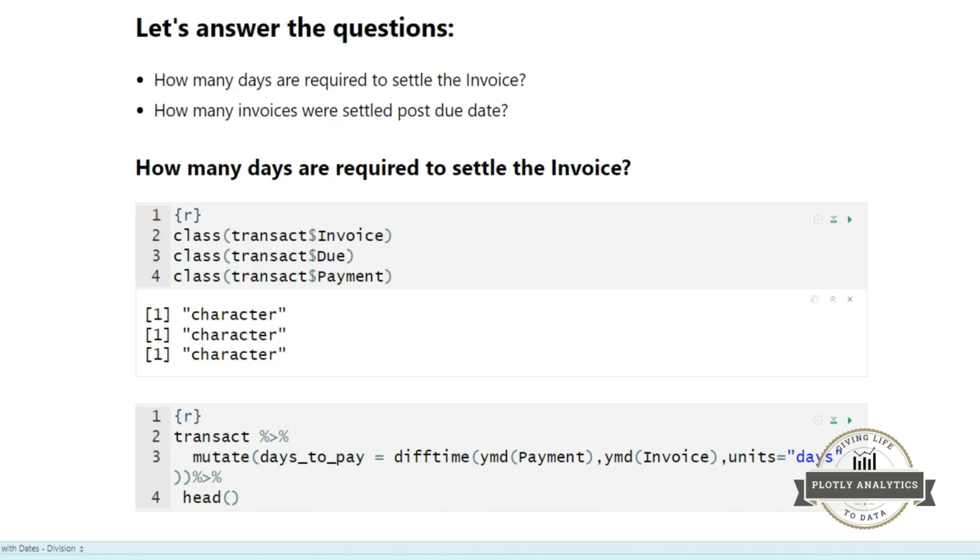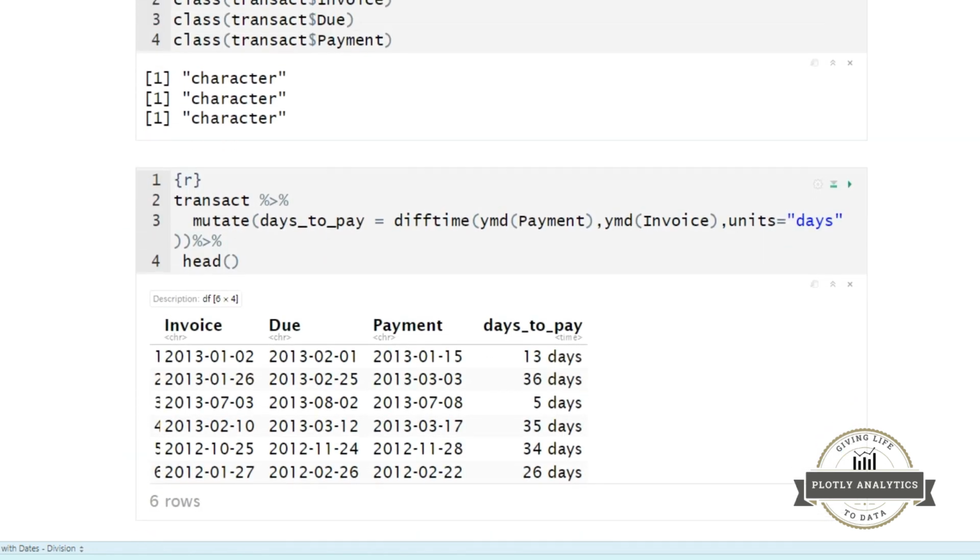So remember these three variables here, these three dates: invoice, due date, and payment date. The class of these dates is character class and not the date class. So we will have to convert the character class into a date class using the parsing function, and that's what we have done here. And units we have kept as days. So as you can see from the result, the dates to pay column is created and you will get the number of days since the invoice is due.